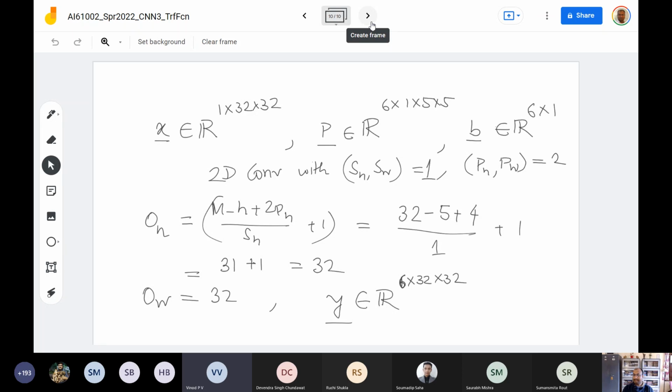Is it always possible to find a pH and a PW such that the output size is equal to the input size? You have to play around with it. Definitely you can. Okay.